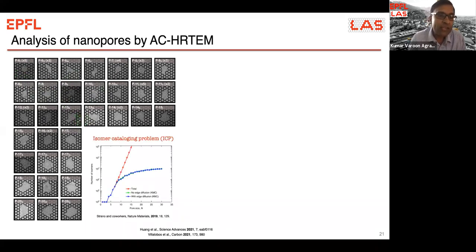What is very interesting is that for each number of missing carbon atoms, for example, this is the case of 6 missing carbon atoms, we would see several different isomers, or several different possible structures. What was also very interesting is that they tend to follow a statistical distribution, and this distribution follows very well the theoretical prediction that was recently done by Strano and co-workers. So this was already very interesting because these pores tend to exist in a particular form and prefer one pore shape over the other.